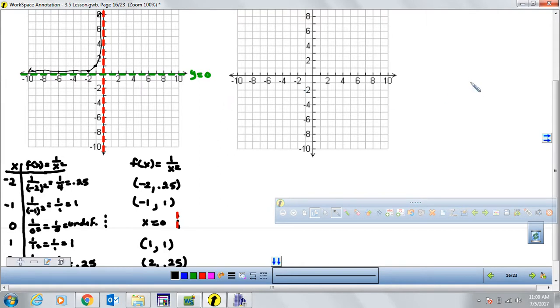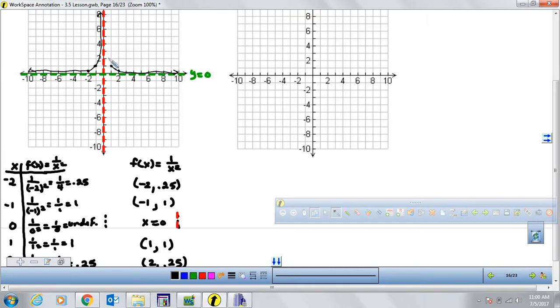Now, the last 2 points. We have 1, 1. 1, 1 is here. Then the other point is 2, 0.25, which is here. So, when the graph gets close to this asymptote, as you can see, it is slanting horizontally, keeps getting closer and closer, and it keeps going to the right.